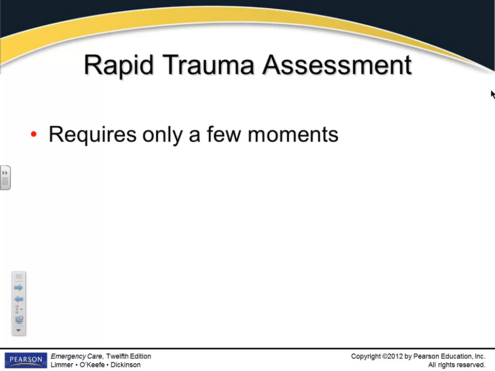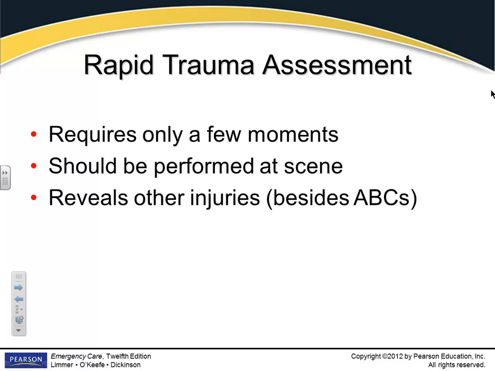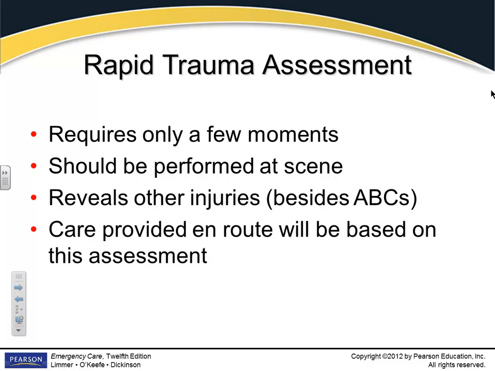The rapid trauma assessment is very quick. We won't demonstrate that this Wednesday, but we will next Wednesday, unless I change things. It happens very quickly. You should be able to do it in under 1 minute, more like 30 to 45 seconds. You're just looking for anything else that could kill your patient. It's performed on the scene, and it will reveal anything other than what you've already uncovered in your ABCs. Whatever care you're going to provide en route will be based on this. If you've got a significant mechanism of injury, you're going to be mostly concerned with ABCs and anything else that can kill your patient. And of course, speed.